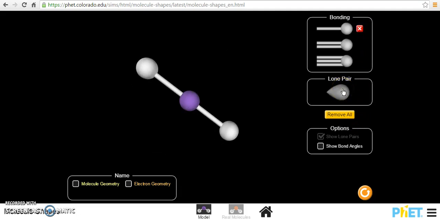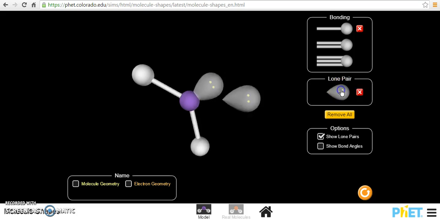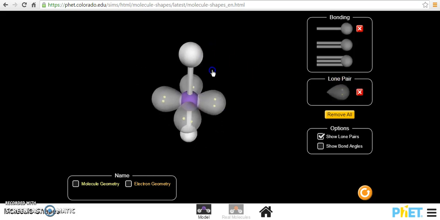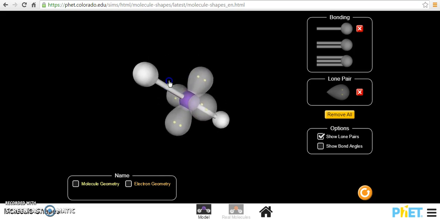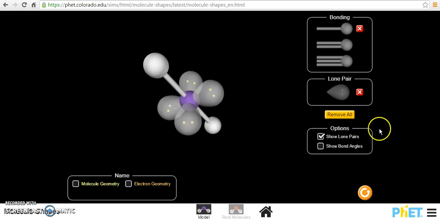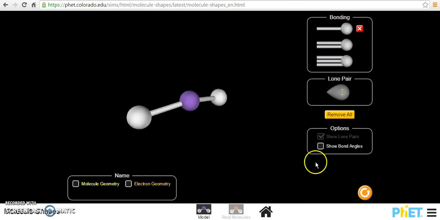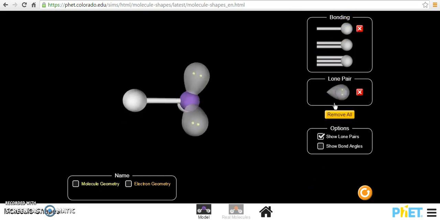In the box below that, we can add some lone pairs to our molecule. Again, we can only add a total of up to 6 lone pairs. The button below that removes all atoms and lone pairs from our central atom. So let's add 2 bonded atoms and 2 lone pairs.